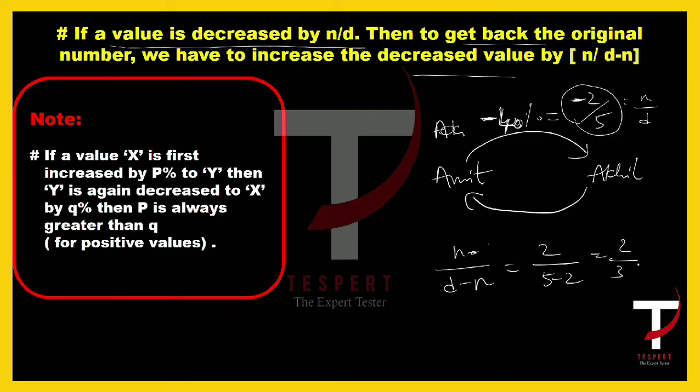Which is equal to 2 by 3. To change 2 by 3 into a percentage, we must multiply it by 100. So 2 by 3 into 100 is equal to 66.66%. So Akhil has 66.66% more books than Amit, right? Here 2 by 5 became 2 by 3, and 2 by 3 is nothing but 66.66%. Okay, let's move on to the next slide.